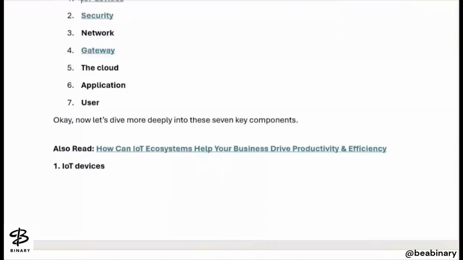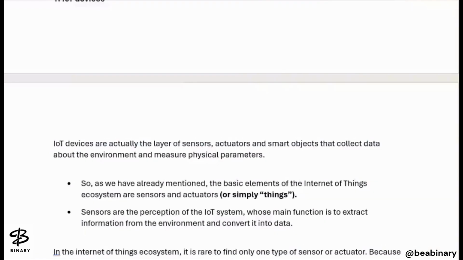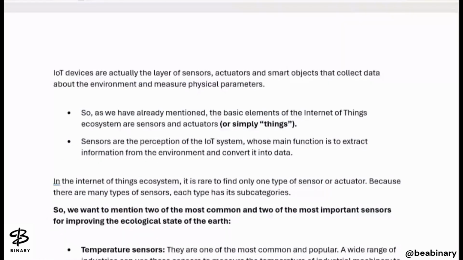Now, what comes under the IoT device? Again, we have talked about the various smart objects, the sensors, the actuators, that collect the data about the environment and measure the physical parameters, right? So as we have already mentioned, the basic elements of our Internet of Things ecosystem are the sensors, or simply things. Sensors are the perceptions of the IoT system, right? Whose main function is to extract the information from the environment and convert it into data, and that data will be used for the purpose.